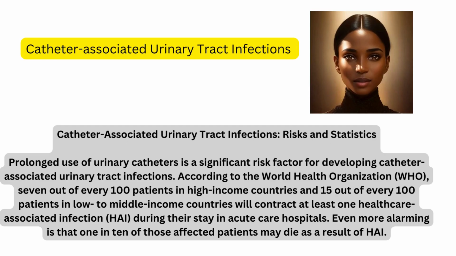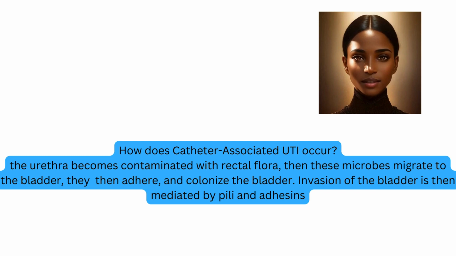Now let us briefly explore catheter-associated urinary tract infections. Prolonged use of urinary catheters is a significant risk factor for developing catheter-associated urinary tract infections. According to the World Health Organization, WHO, 7 out of every 100 patients in high-income countries and 15 out of every 100 patients in low to middle-income countries will contract at least one healthcare-associated infection, HAI, during their stay in acute care hospitals. How do catheter-associated UTIs occur?